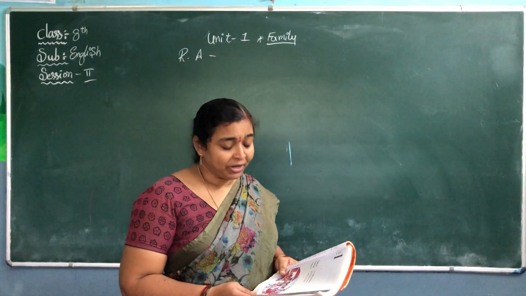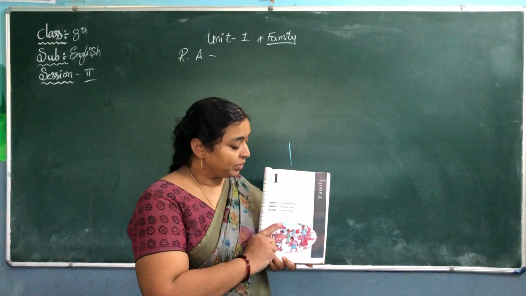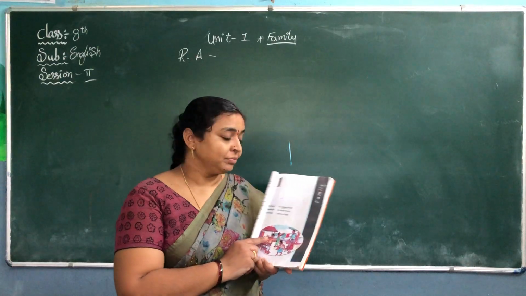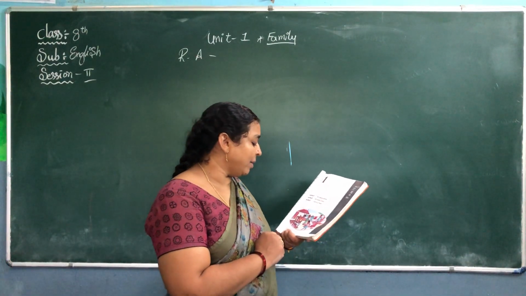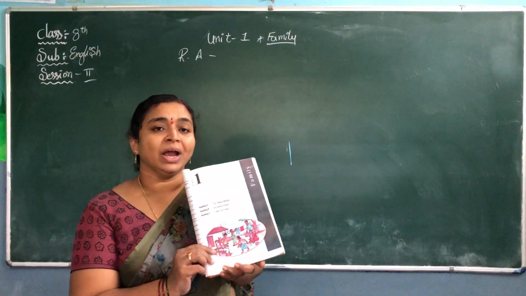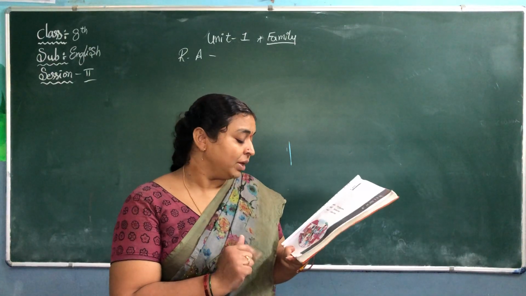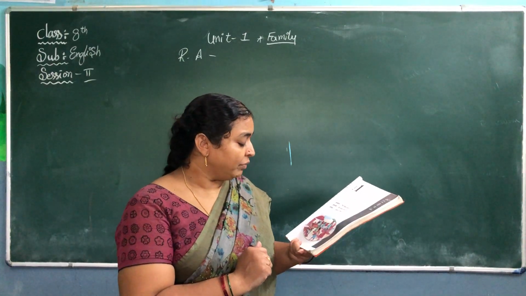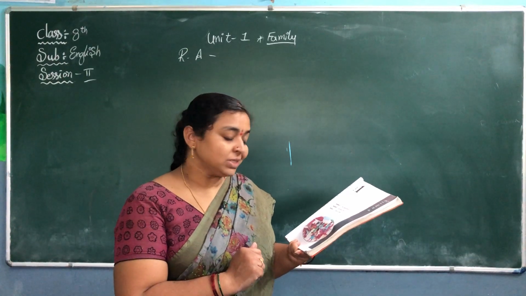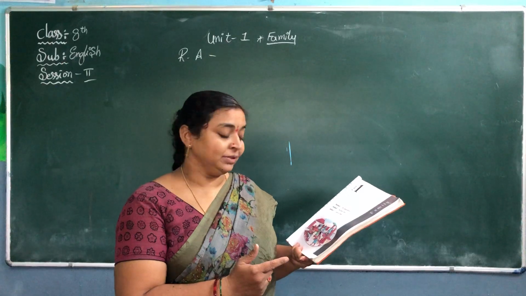All of you open your textbooks. Just look at the picture here. What do you observe in this picture? Family. Observe the picture and just try to speak out. In this picture, we can see grandfather, grandmother, son, son's wife and children.